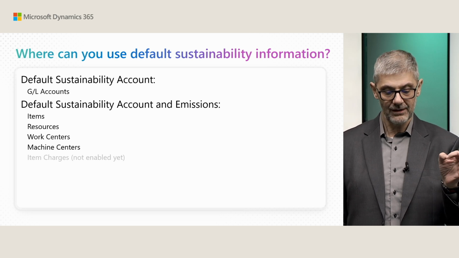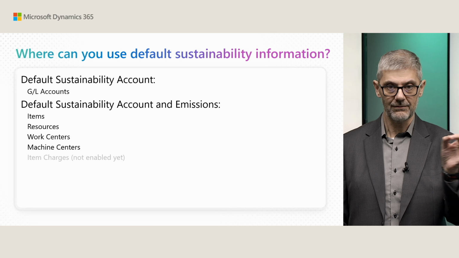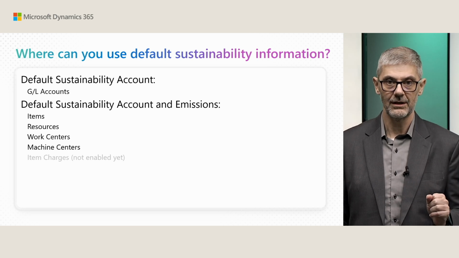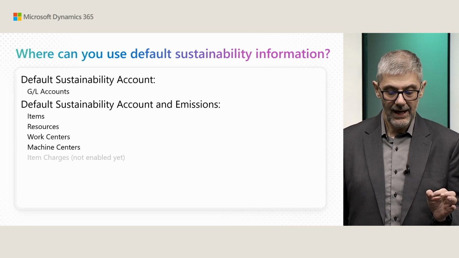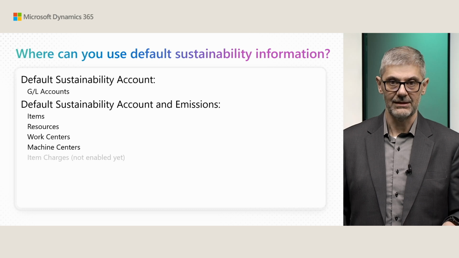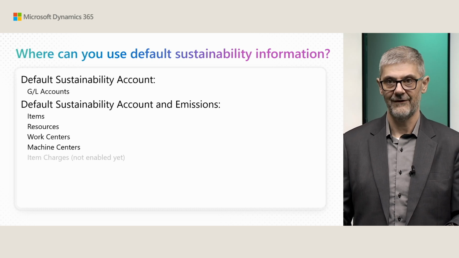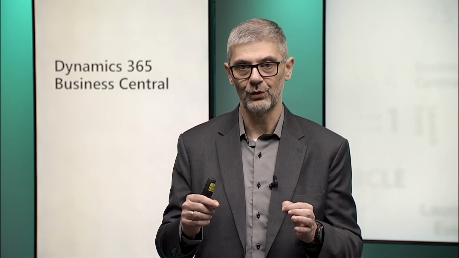And as a promise to explain for item charge, at this moment you can see this is gray on the screen. Item charge is not enabled yet. It will be part of the next wave, because the complete functionality about value chain is currently in public preview. So we didn't want to enable it before we completely finish this functionality. This is just for you to know what you can expect. In the next wave, we will enable item charge.